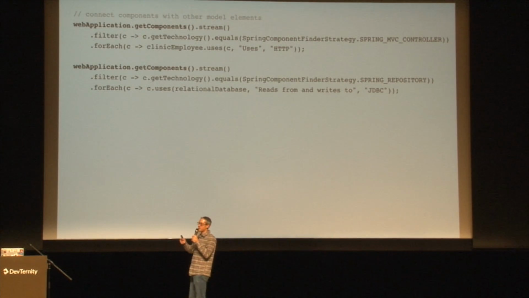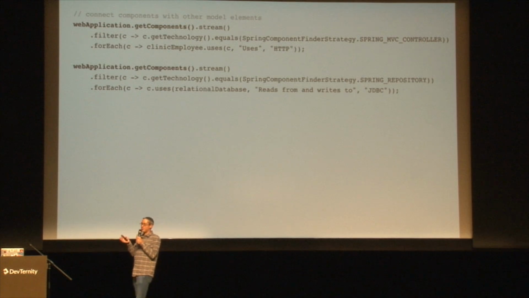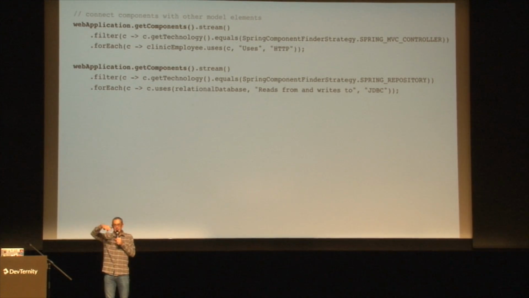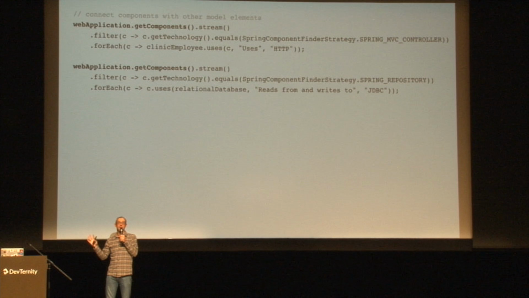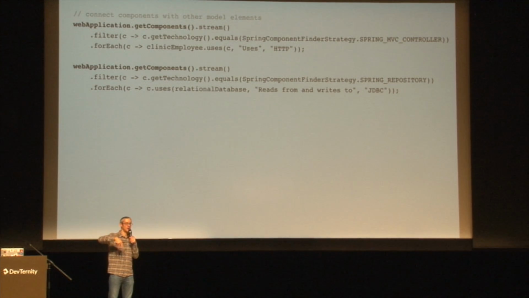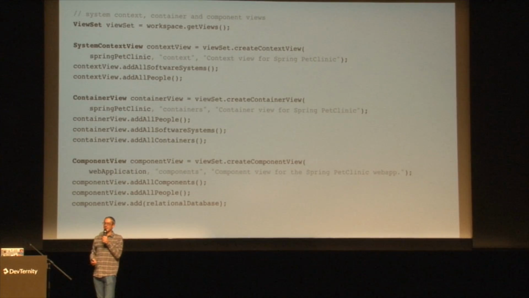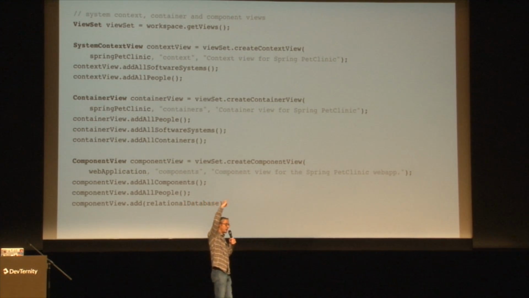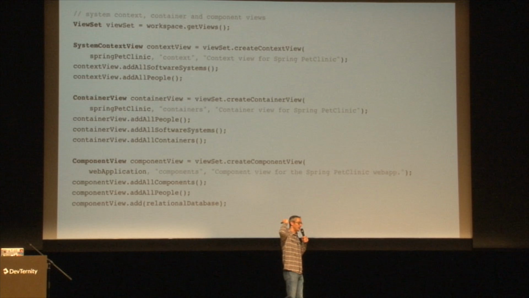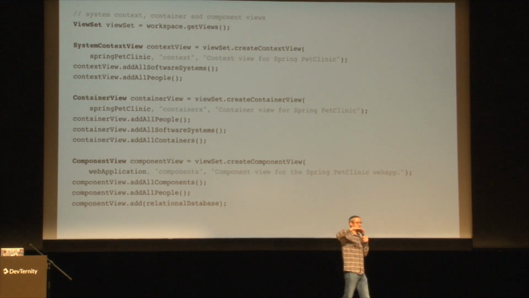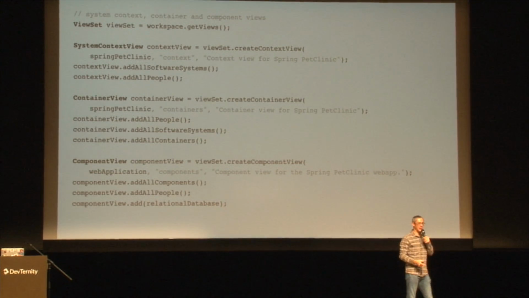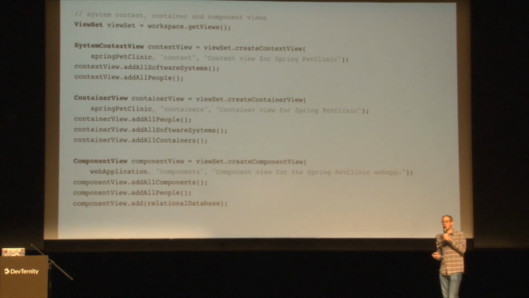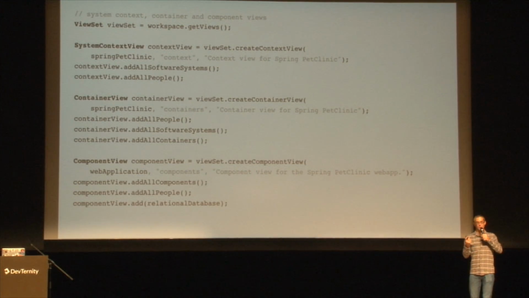You can write some more code, because basically what you have now is a little object graph in memory of components and their dependencies. And you can say things like, go and find me all of these Spring repositories you just found and make them use the database. So you can start to wire up other parts of the model very, very simply. That creates your model. We can then create some views, some diagrams. So there's a system context view, a container view, and a component view. And these views map onto the C4 diagrams I showed you before. And we can add and remove various elements from those views to customize what the diagrams show.